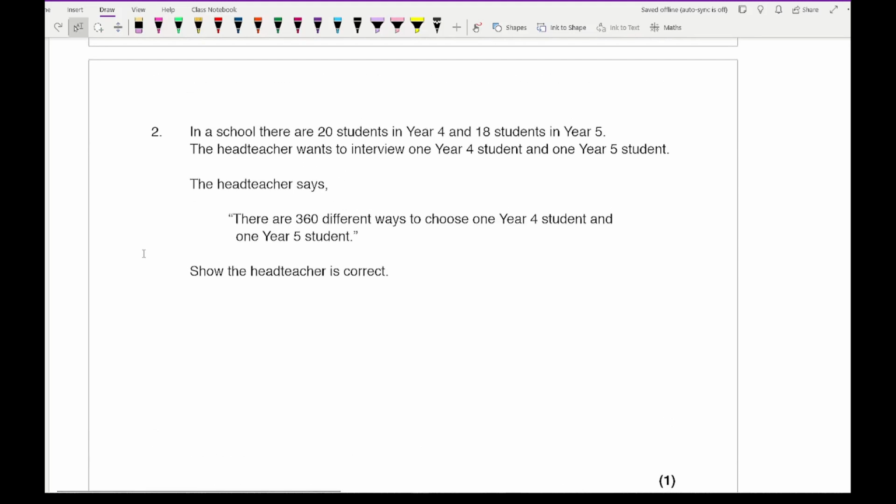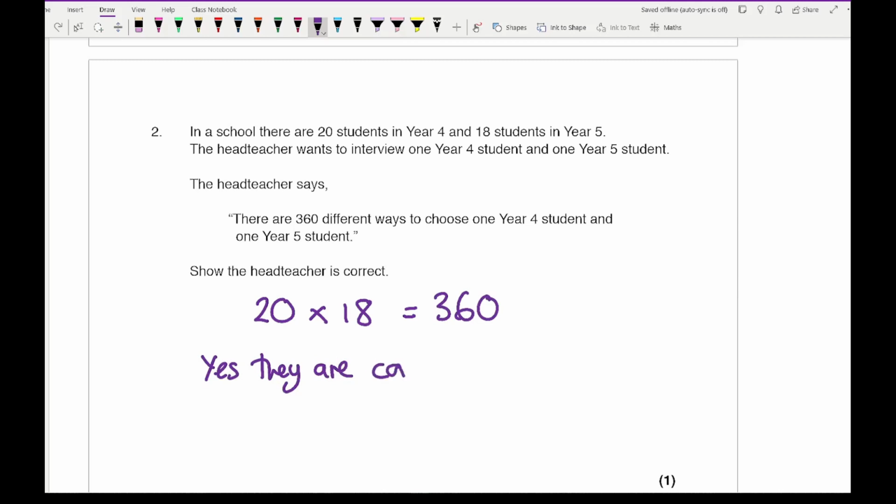So question 2 then says, in a school there are 20 students in year 4 and 18 students in year 5. The head teacher wants to interview 1 student from year 4 and 1 student from year 5. The head teacher says that there are 360 different ways to choose a year 4 student and a year 5 student. Is the teacher correct? Well, let's have a look. So it's going to be 20 times 18. And if we type that into our calculator, 20 times 18, that does give us 360. So yes, they are correct.